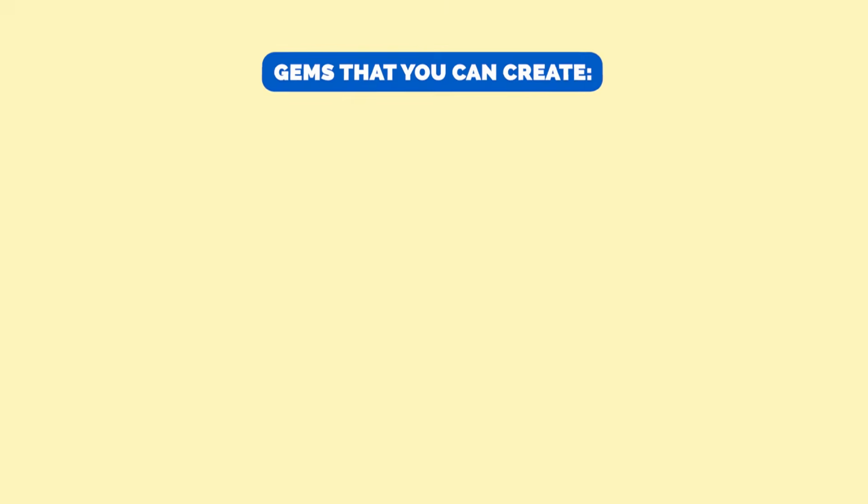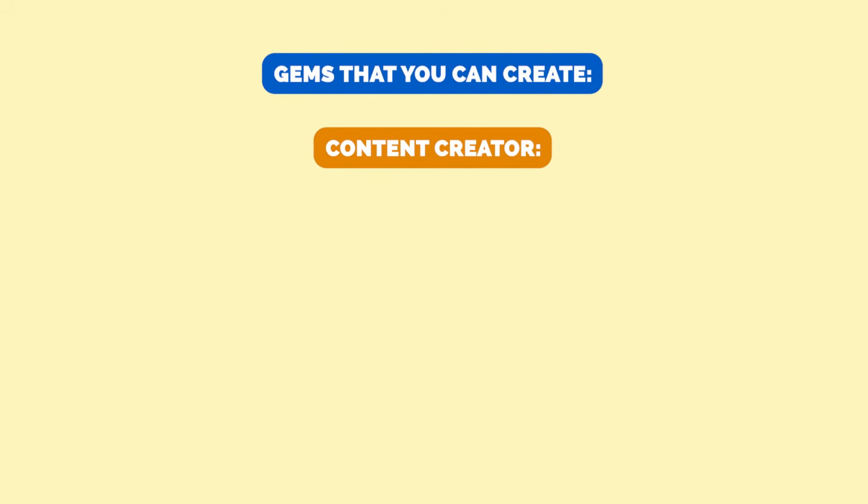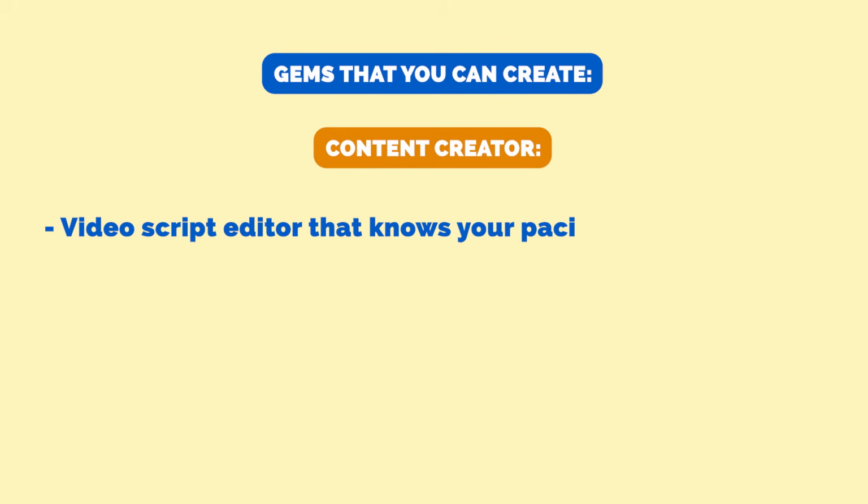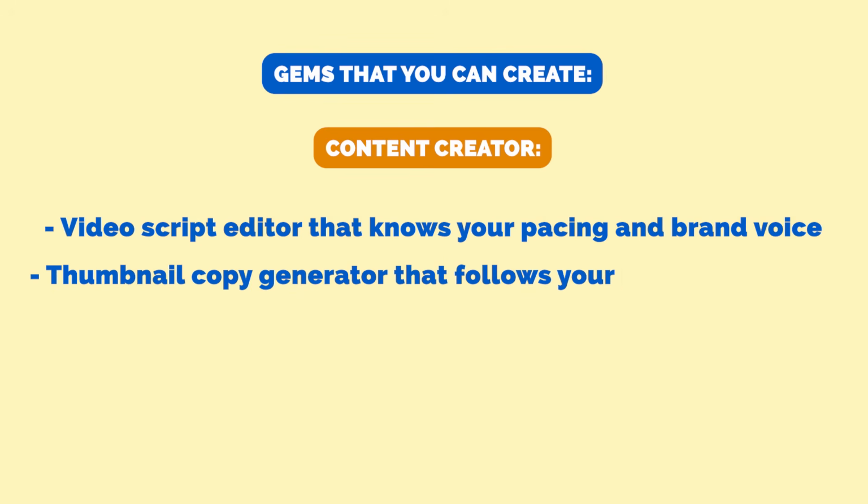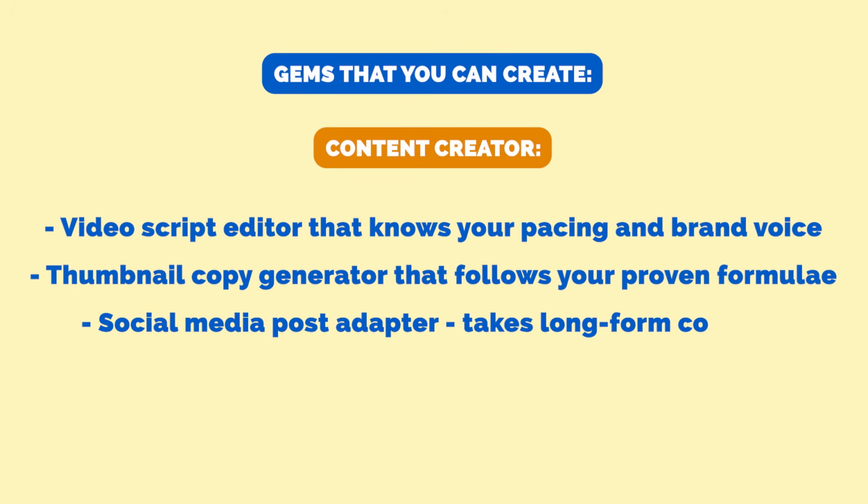So let me share some examples of what you might be able to use it for to start stirring some ideas in your head. So for example, if you are a content creator, you might be able to create a gem that is a video script editor that knows your pacing and brand voice. Or it could be a thumbnail copy generator that follows your proven formulae. Or it could even be a social media post adapter, takes long form content and creates platform specific versions.